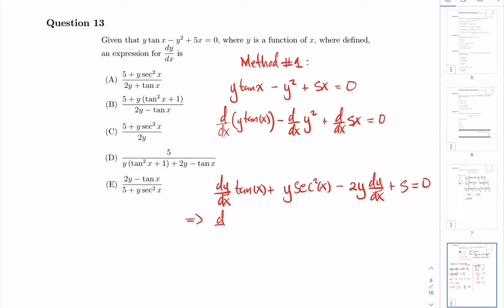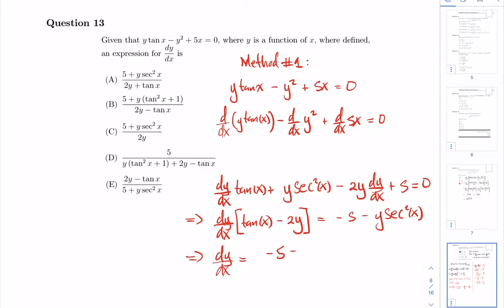And now we try to transpose for our dy/dx. So here I'll group up the dy/dx's. I have tan of x minus 2y equals negative 5 minus y times secant squared of x. So this means that our derivative dy/dx is equal to negative 5 minus y secant squared of x divided by tan of x minus 2y.